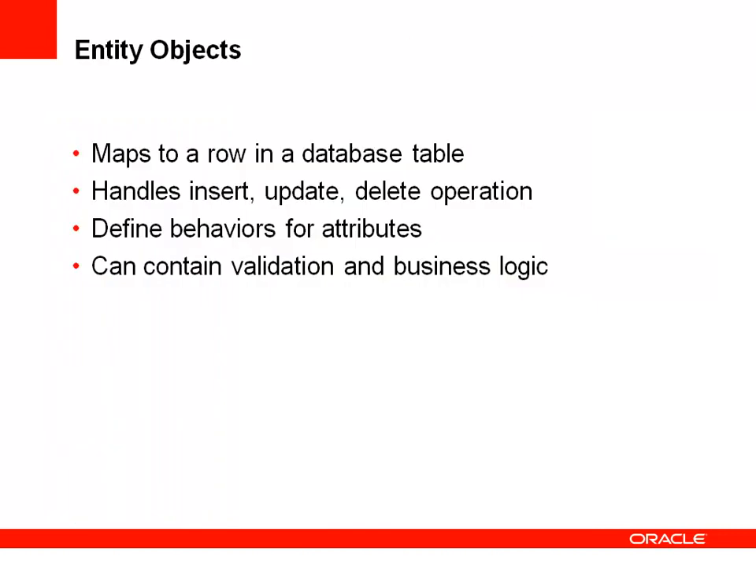Let's look at each one of the layers of ADF Business Components and focus on the functionality that they provide. The entity object actually maps to a row in the database table. It consists of attributes that map to the columns in the table, and it handles the insert, update, delete operations against the table. In addition, the entity object is where you're going to define behaviors for attributes and all sorts of validation.